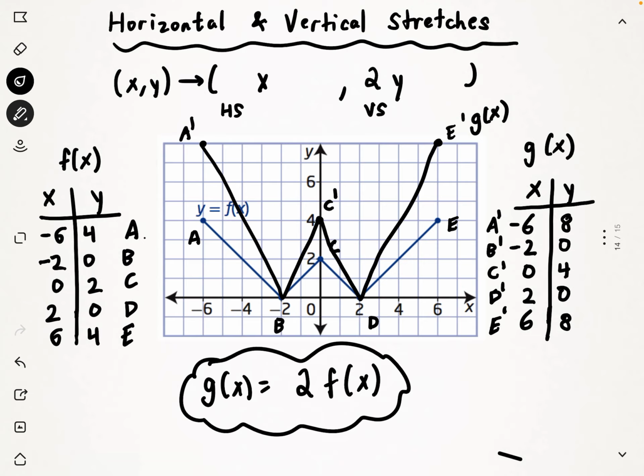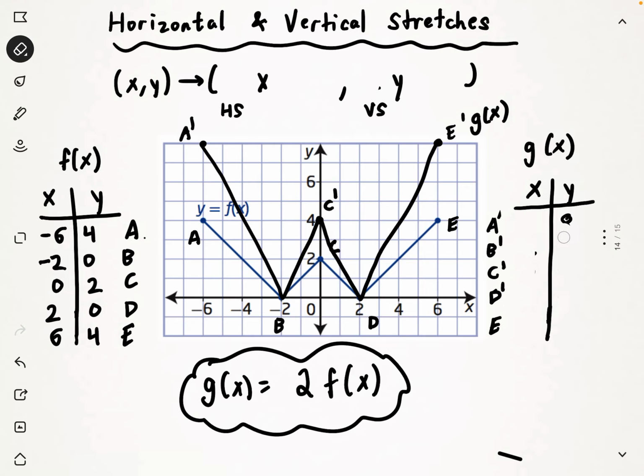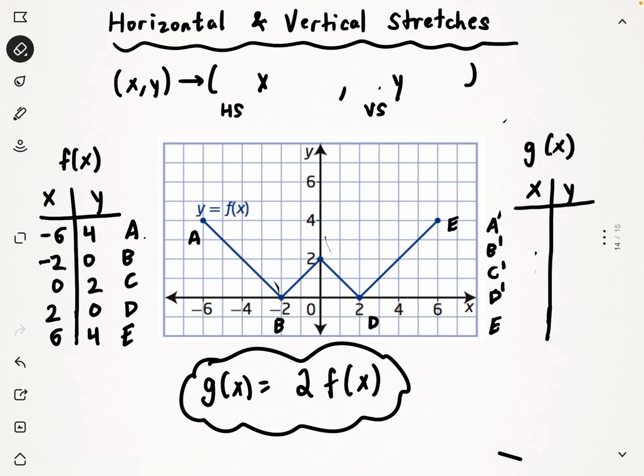Okay, let's switch things up. Let's do a horizontal stretch instead. So what I'm going to do right about now is erase some things that are going to be different. I'm going to take my x and y coordinates for my new graph and switch those up. So we're going to have something like this right here. Let's get rid of all this. We'll keep f of x the same. f of x is the original function that I have there.